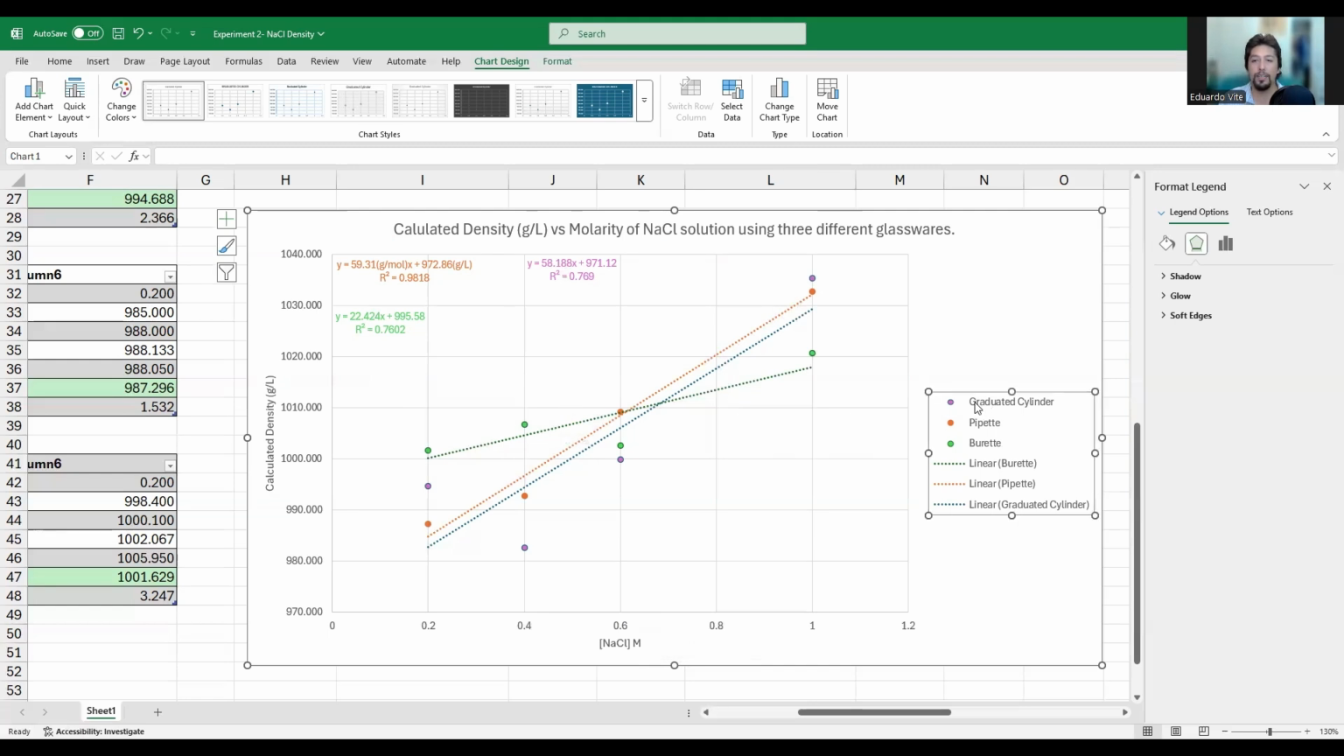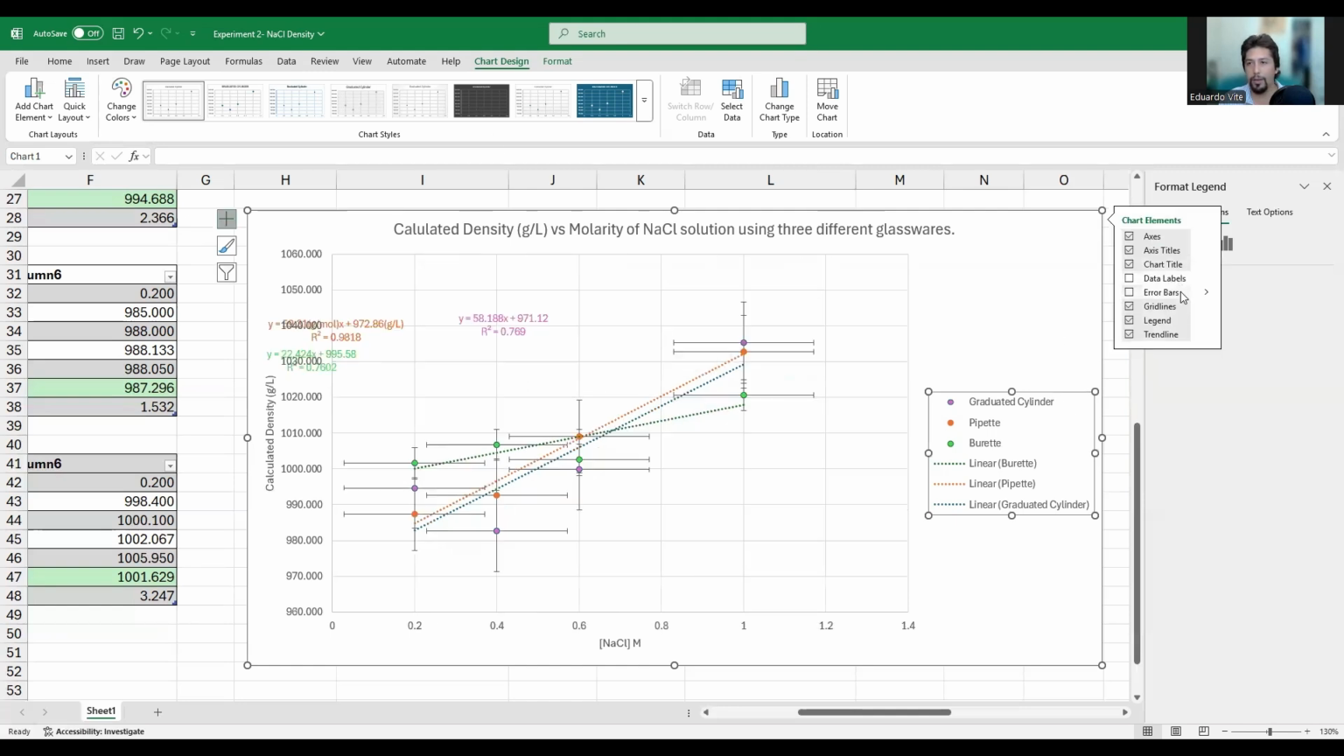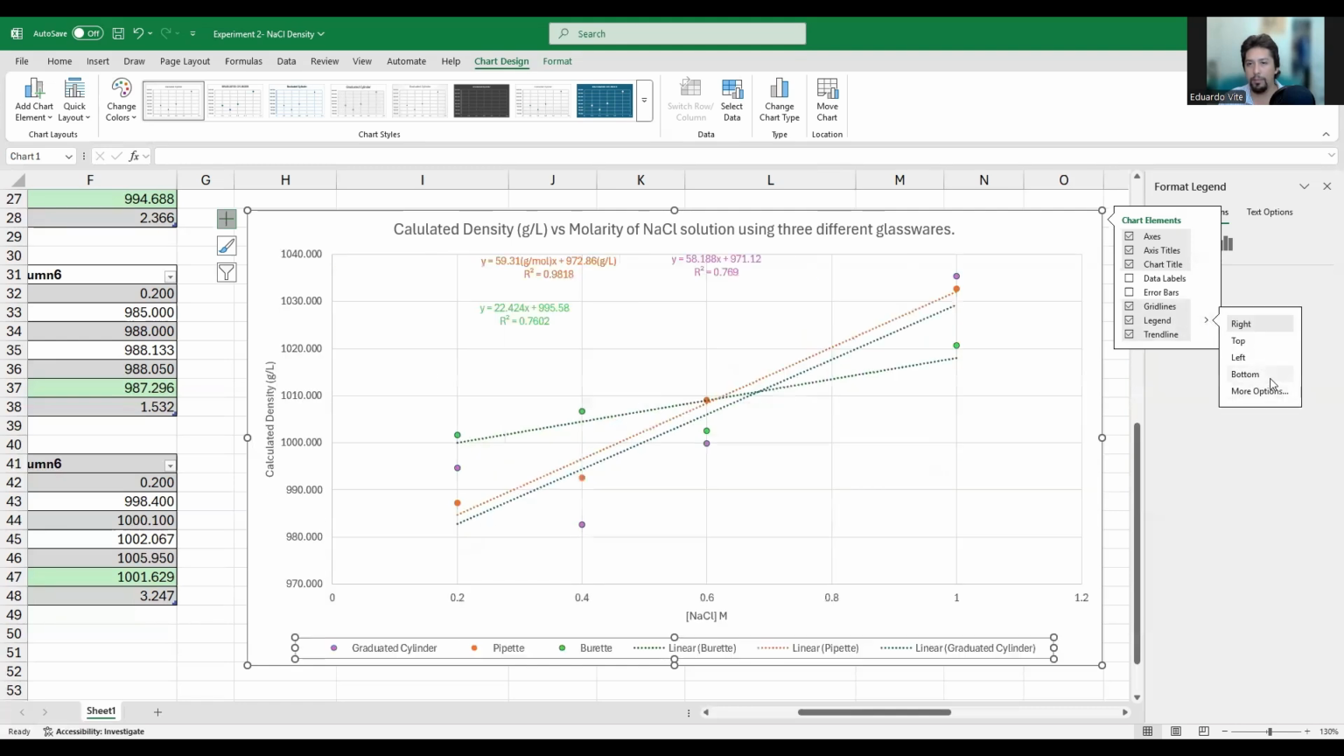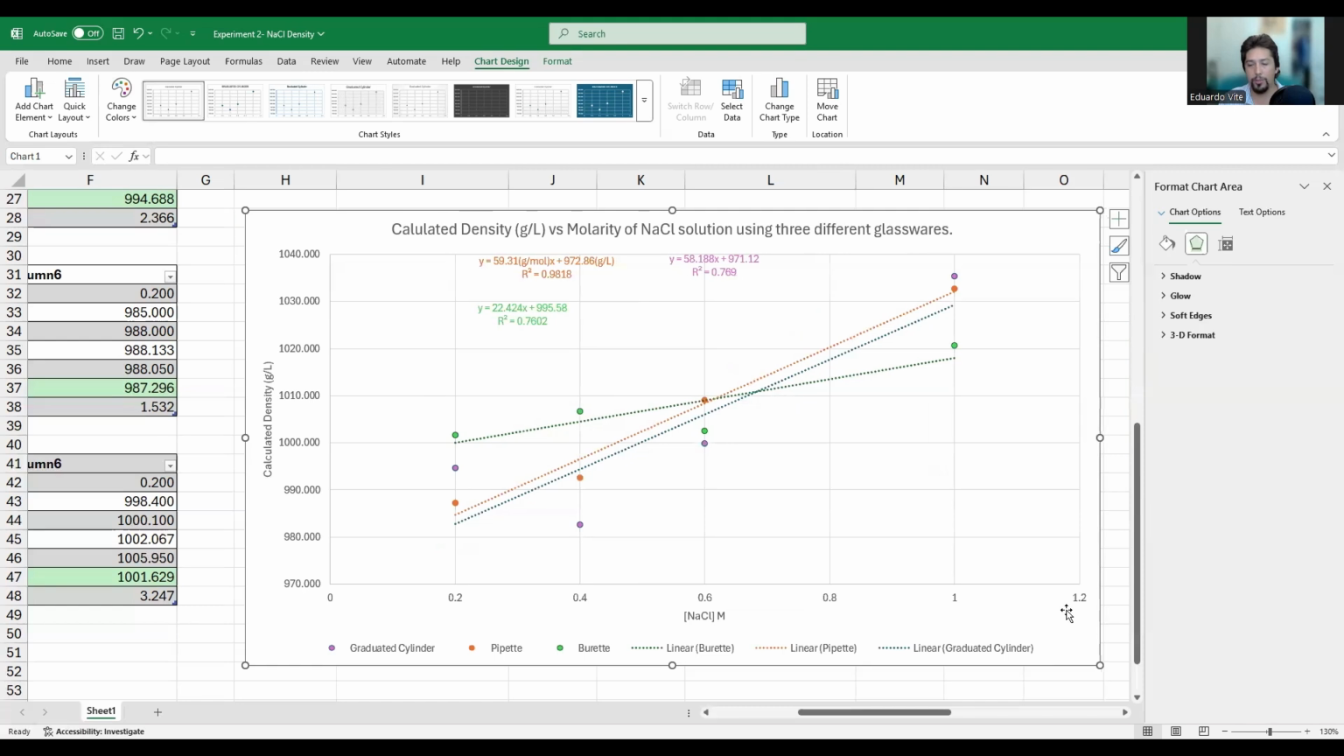I personally like to include my legend at the bottom. So in order to change that, you can go back to the chart elements. And then when you go ahead and click your legend, there's a little side menu and you could put that at the bottom. And that actually gives you a lot more space.